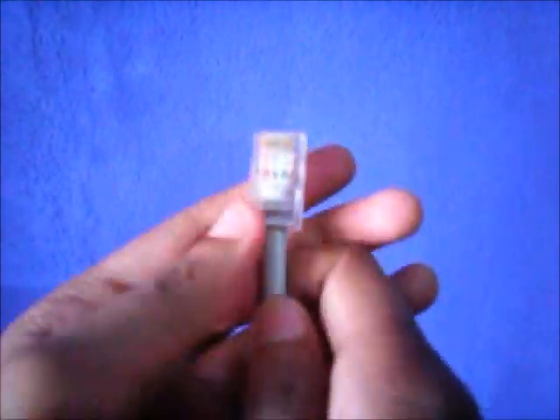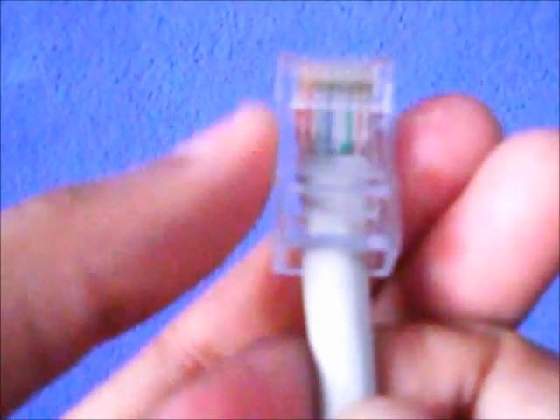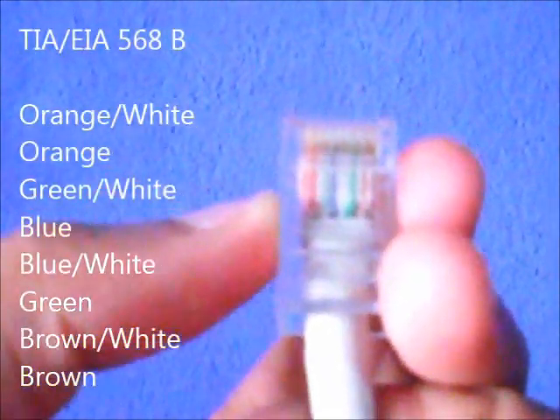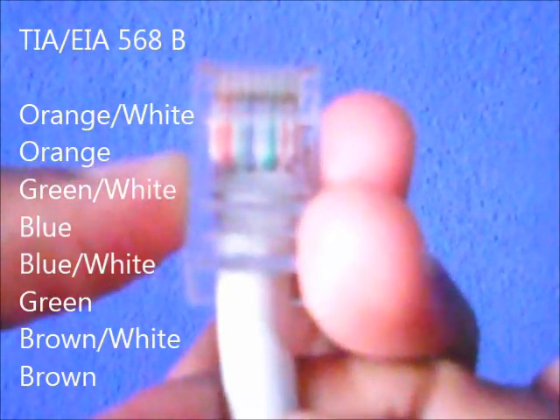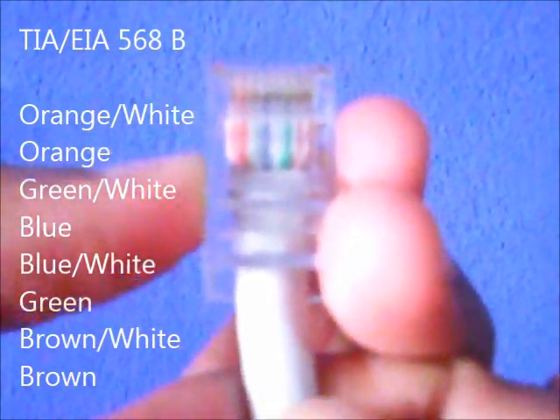Okay. Now double check the wires. Start from the left hand side. White orange, orange, white green, blue, white blue, green, white brown, brown. Okay. Now you can crimp this end.